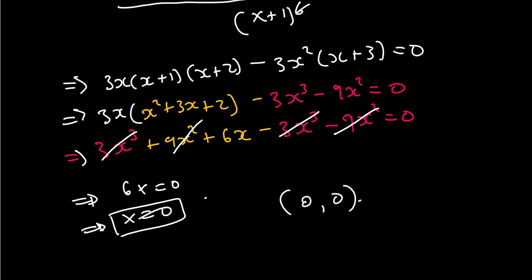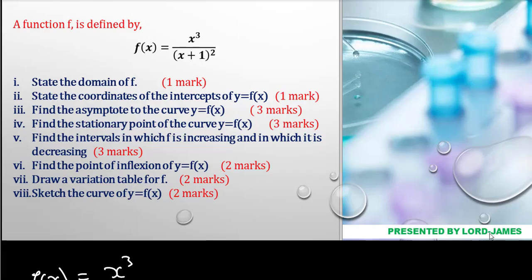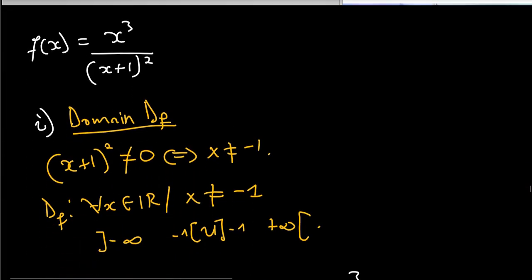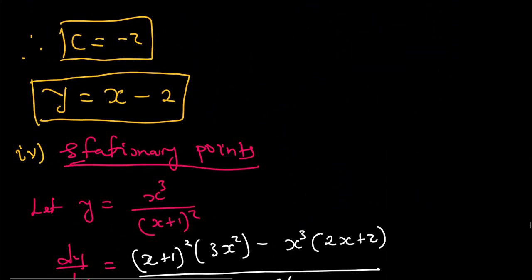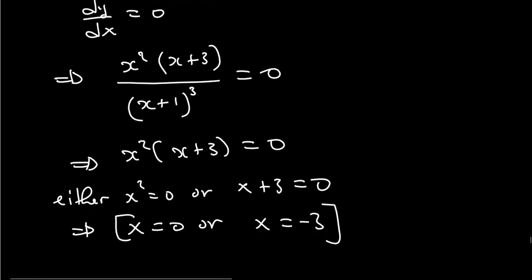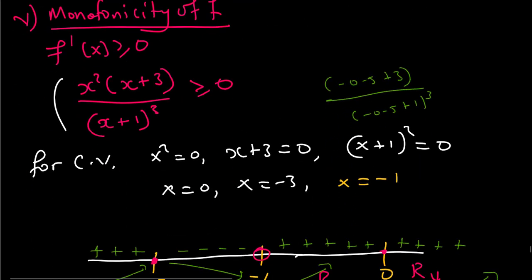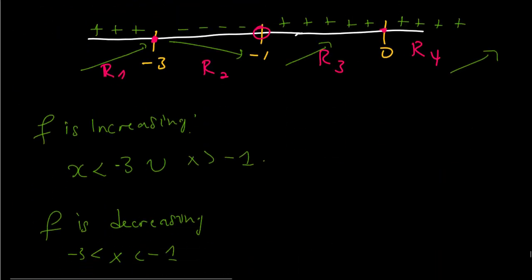So the point (0, 0) is a point of... okay, so Roman 7 says we should draw a variation table for f, that's 2 marks. A variation table is a table which gives all the information about the curve, and it actually describes how the curve is going to behave. From this table we study the monotonicity of the function, that's already how the function should vary. So it means across our domain we should have such a variation.